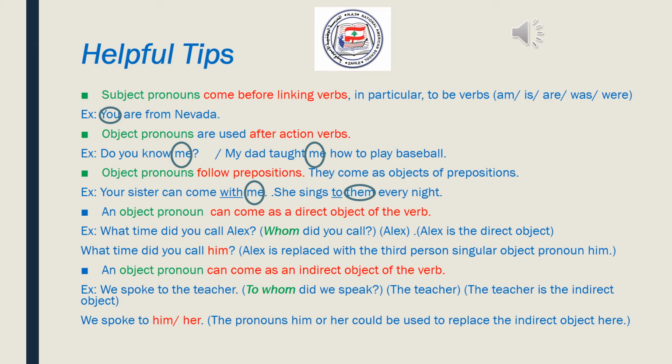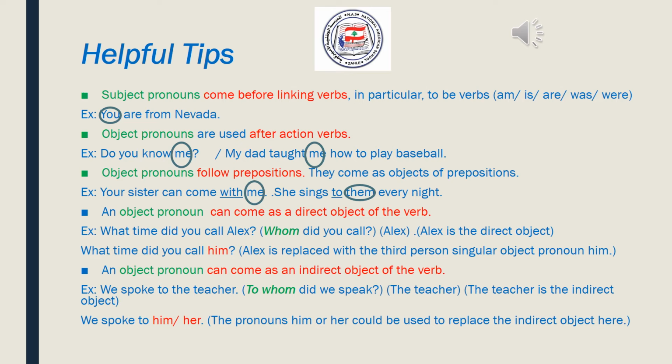Object pronouns are used after action verbs. Example, do you know me? Me is an object pronoun that came after the verb know. My dad taught me how to play baseball. Me is an object pronoun that came after the verb taught.